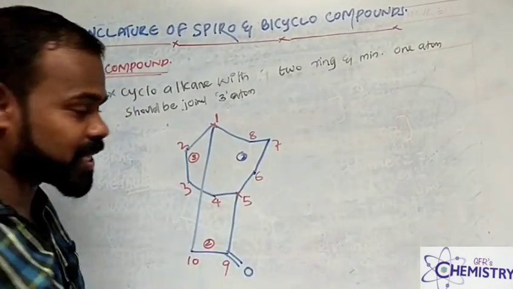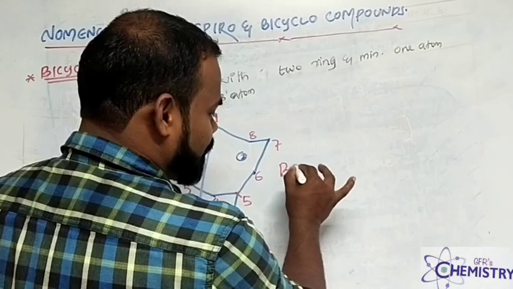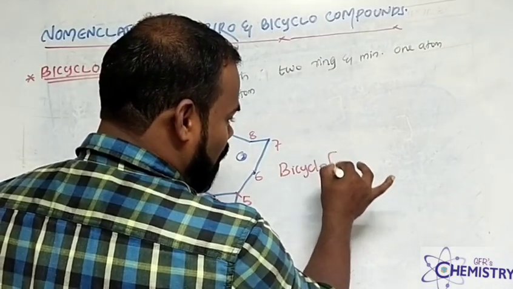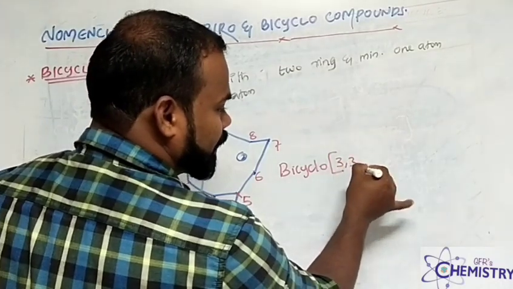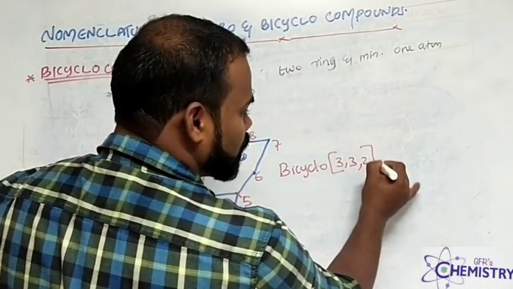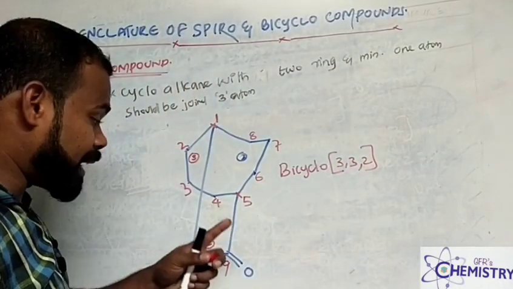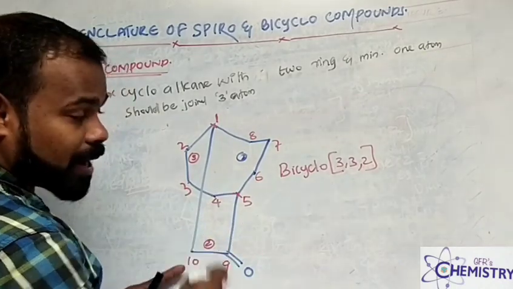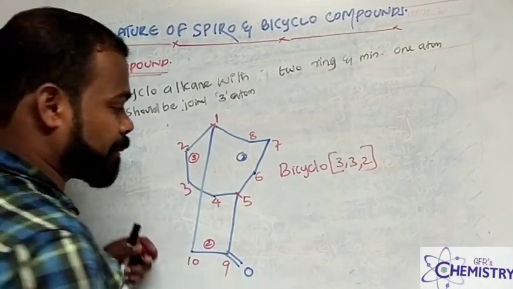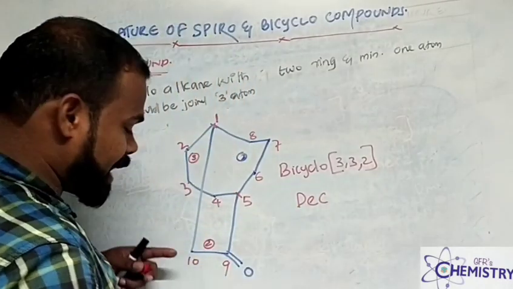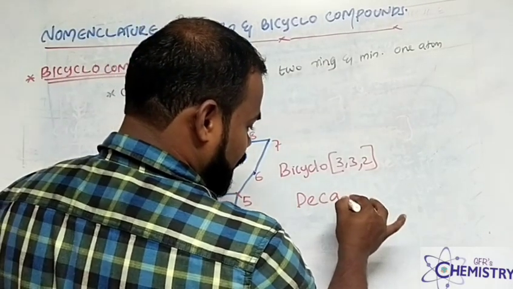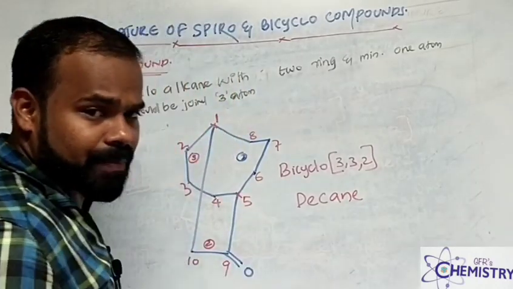A little bit of confusion, just to clear it. First, bicyclo, bracket, number of carbons 3 and 3. 3, 3. Then here 2, square bracket over. Then next, the total number of carbons: 10 are there. 10 means dec, decane. Notice decane, no matter.